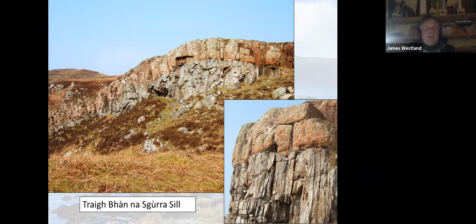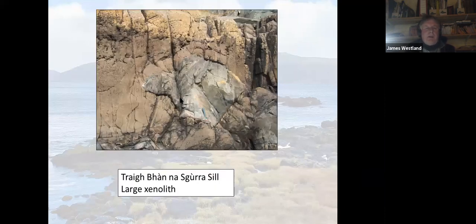So that's a good one. That's been very well studied. And it's got a huge xenolith in it. I mentioned xenoliths, big chunks of rock that have been picked up. This is a xenolith that's shaped like the Isle of Wight. Quite a distinctive shape. Quite neat. And that's the Traigh na Scura sill.